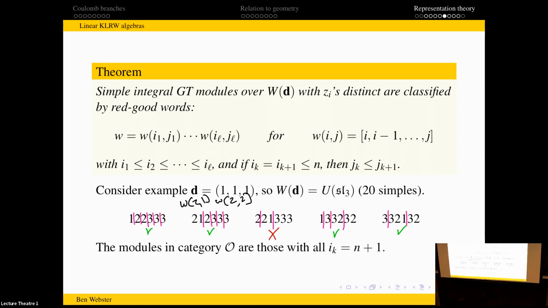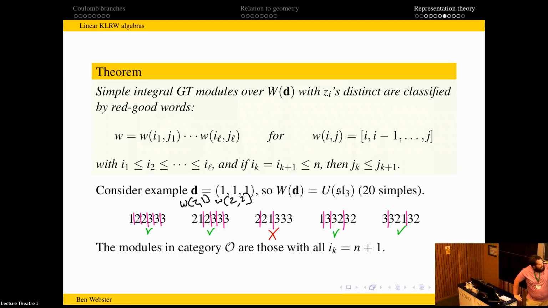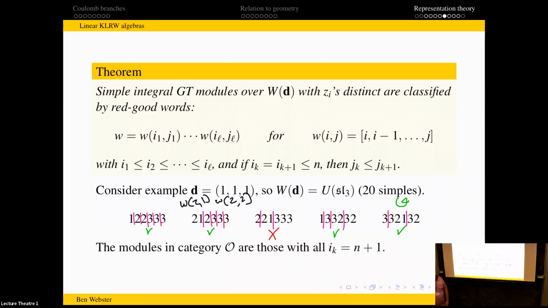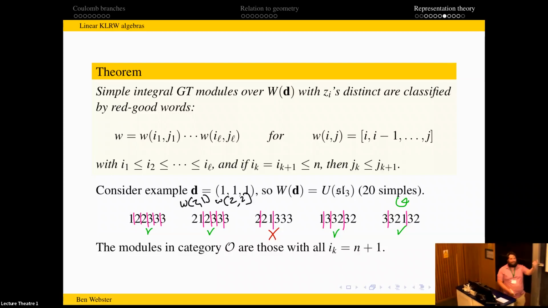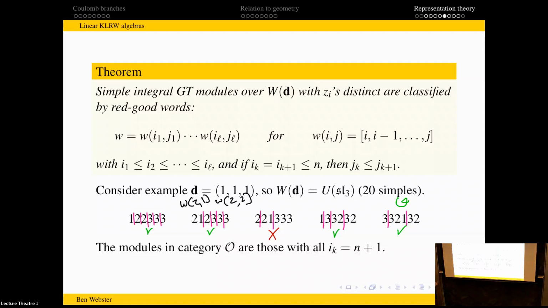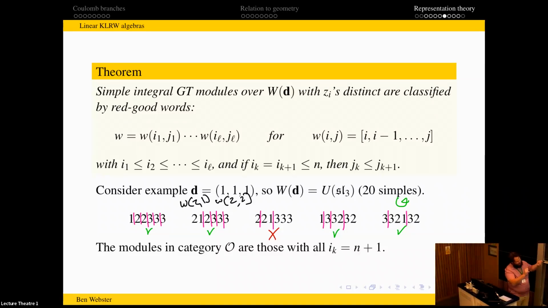For those of you who like category O, you can identify modules in category O because all the words that show up start with the last number, n plus 1. So for example here, this guy is not in category O. This is the only one which is in category O. And here I'm thinking about the category O that's bounded below. There's bounded above and bounded below. If you wanted the bounded above, you would do everything backwards.